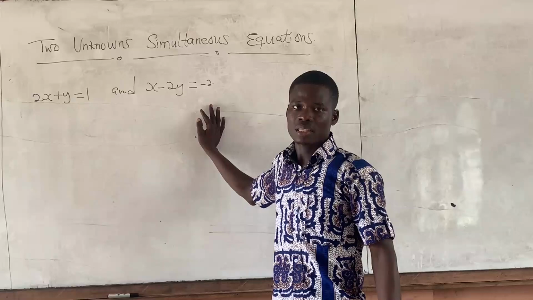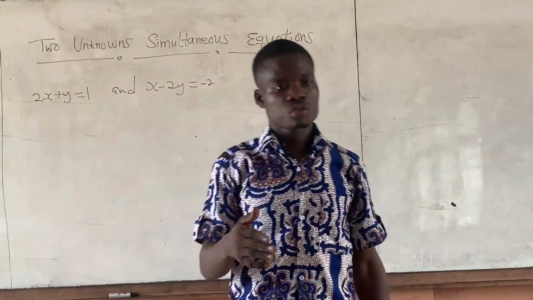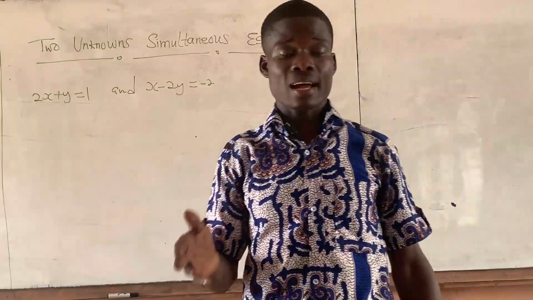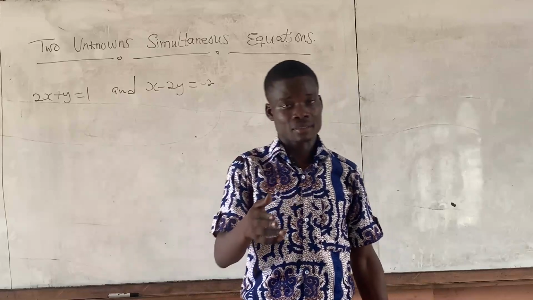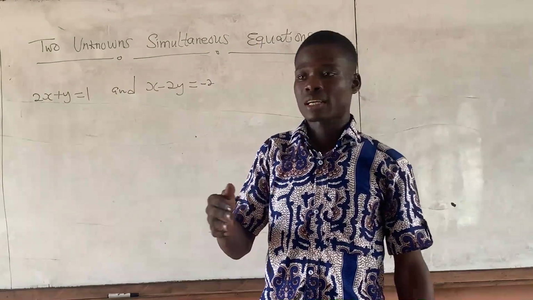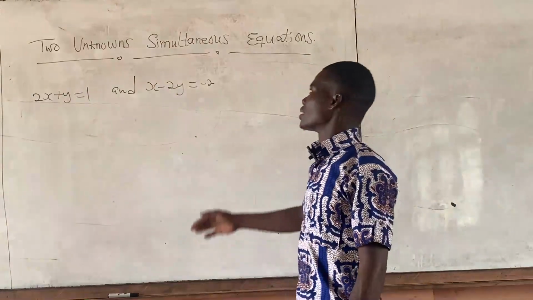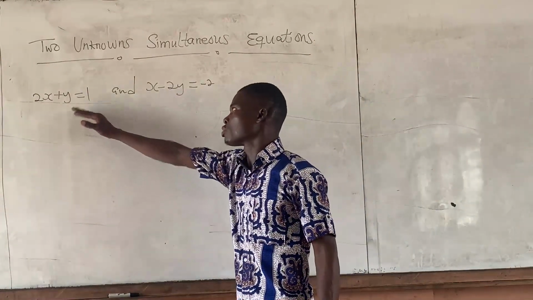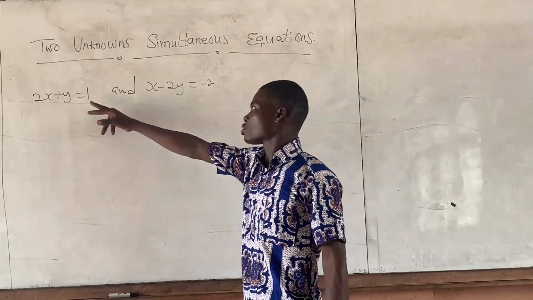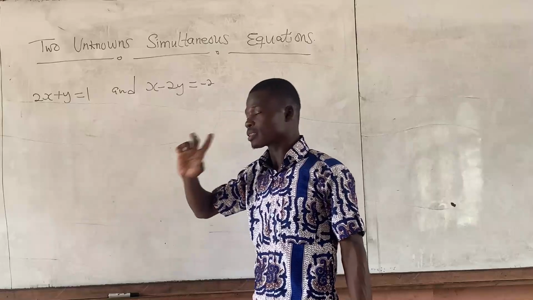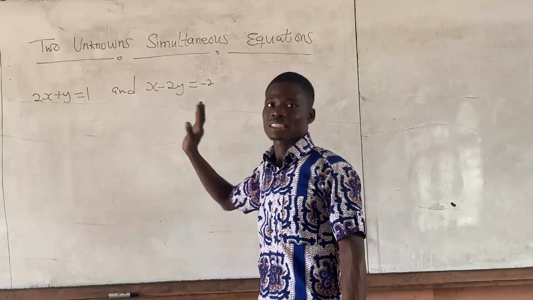When I say simultaneously, you see in our daily life activities, we do two or more things at the same time. When we are doing two or more things at the same time, we say that you are performing the tasks simultaneously. So we are going to solve these two equations at the same time, and we call it simultaneous equation.